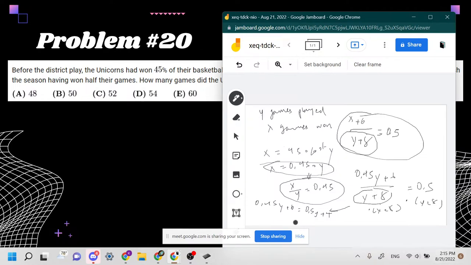You could split this into two steps, right? You could just say it's equal to 0.5 times y plus 8 and then distribute the 0.5. I reduced it to only one step to save time, because on the actual AMC tests, you really don't have that much time per problem.